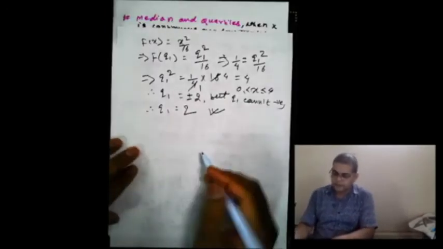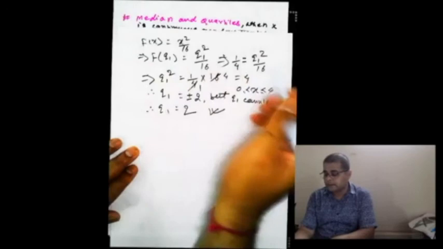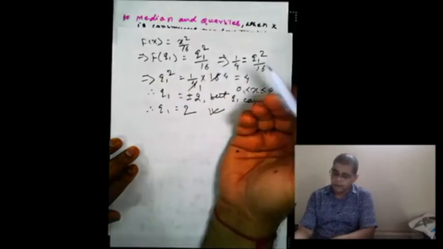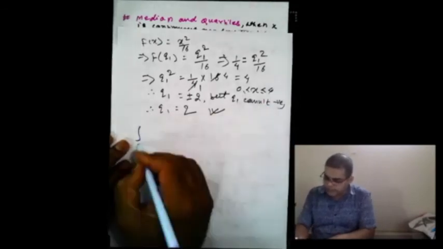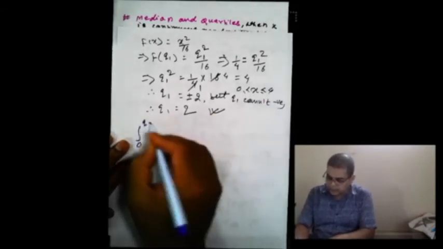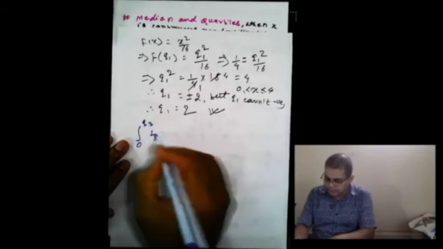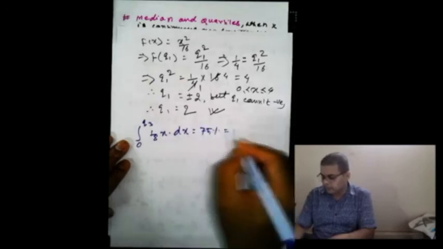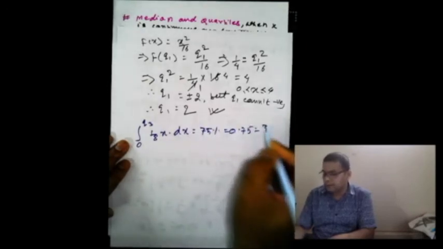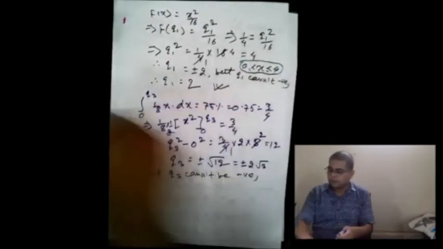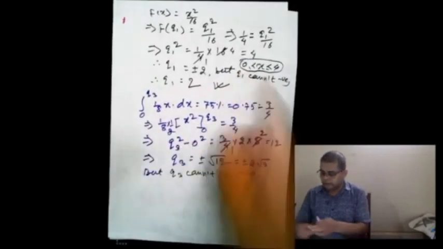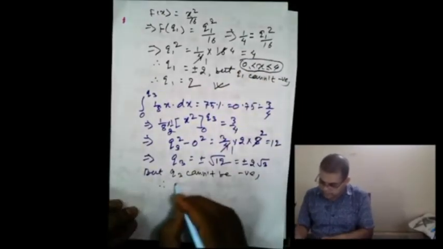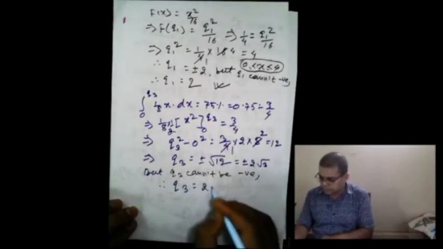In order to find Q3, you can just put here Q3, and on the right side, instead of 1 by 4, you put 3 by 4. Or if you like, you can integrate the given function from the lower limit 0 to Q3, where f(x) was 1 by 8 x dx, and it is 75%. That means it is 0.75, or 3 by 4. You can do it either way. It should be between 0 and 4, so there are no negative values between 0 and 4. Therefore your Q3 value is 2 root 3.